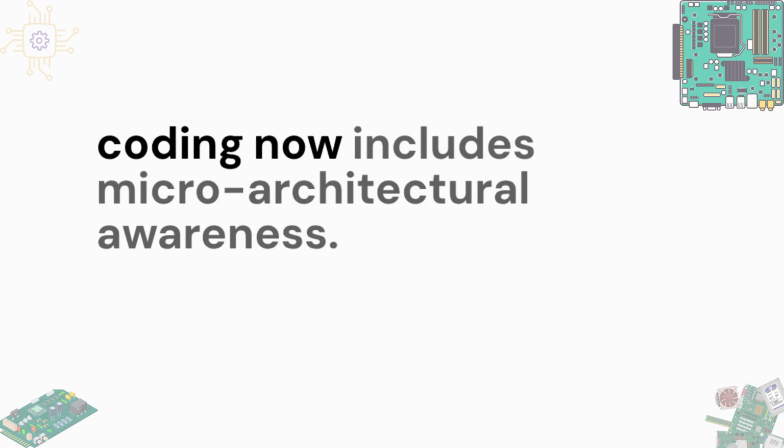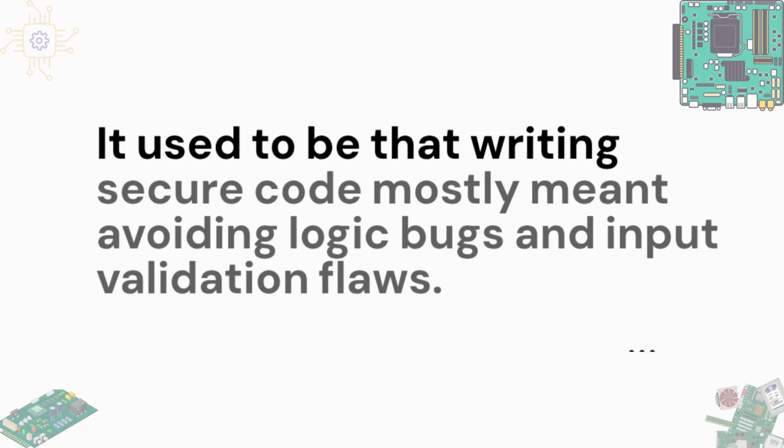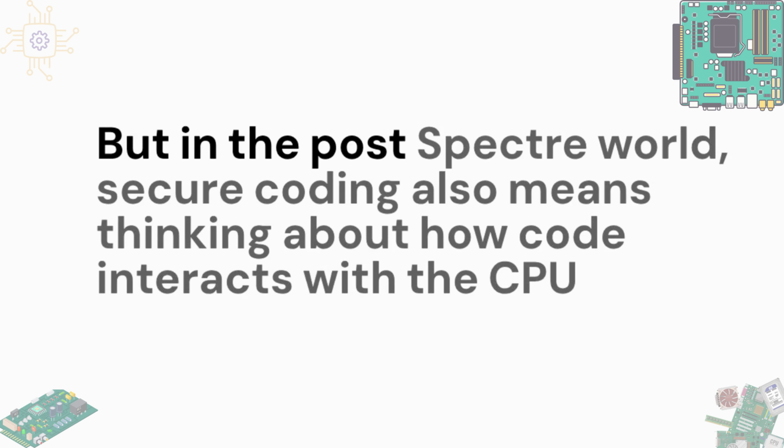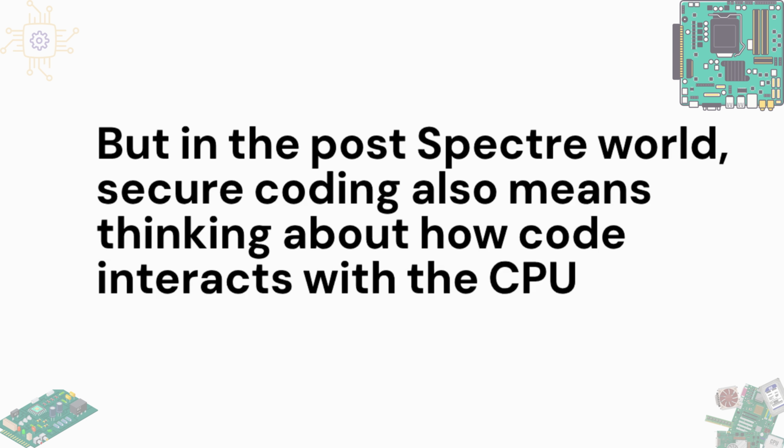Secure coding now includes microarchitectural awareness. It used to be that writing secure code mostly meant avoiding logic bugs and input validation flaws. But in the post-Spectre world, secure coding also means thinking about how code interacts with the CPU pipeline.